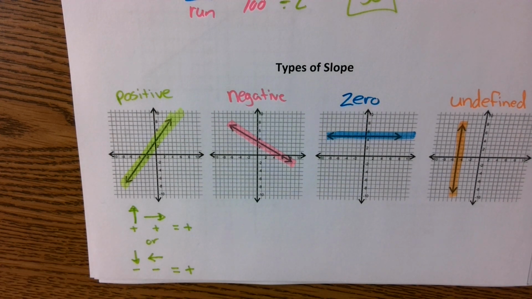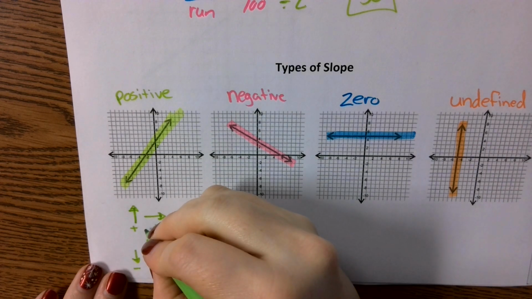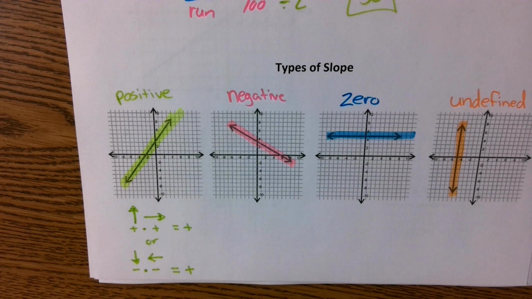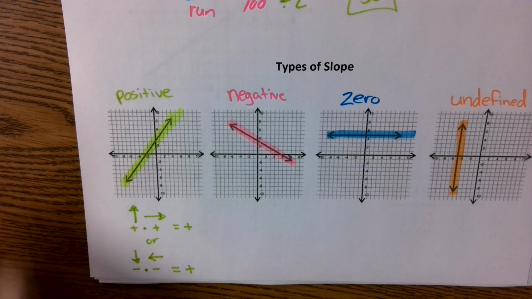Okay, so you have to think about those integer values, that when you're multiplying them, if I multiply a positive times a positive, I'm going to get a positive. If I take a negative times a negative, I'm going to get a positive.